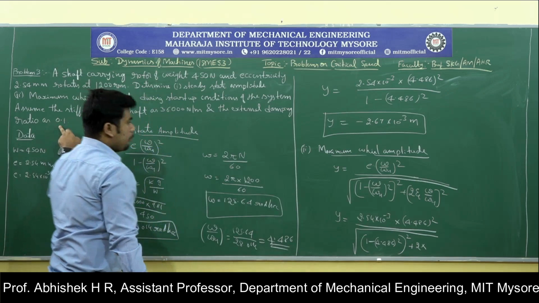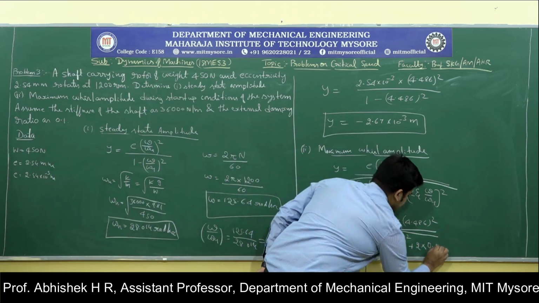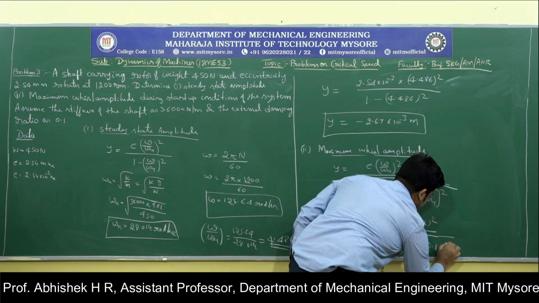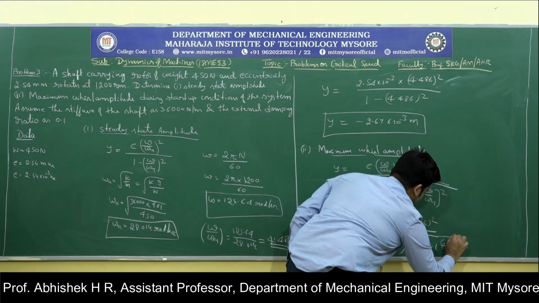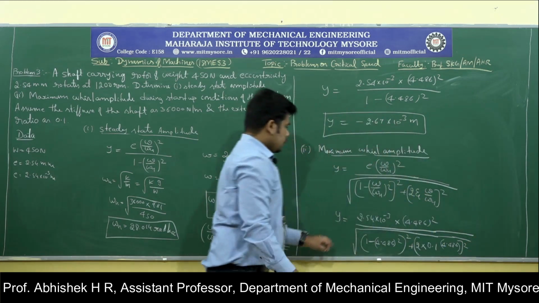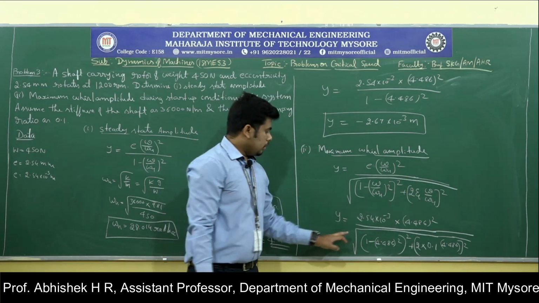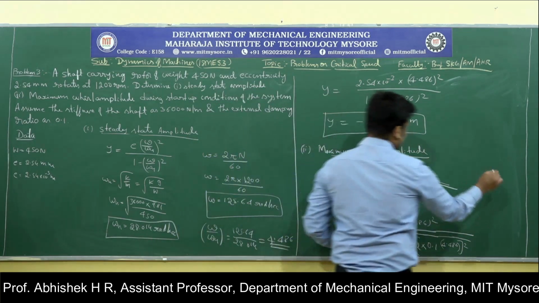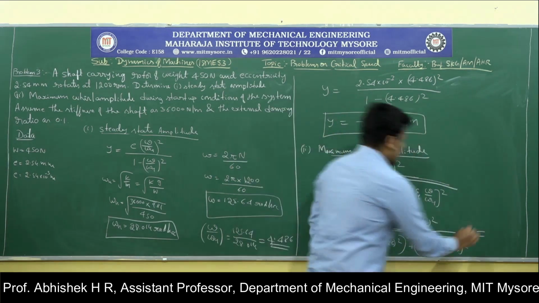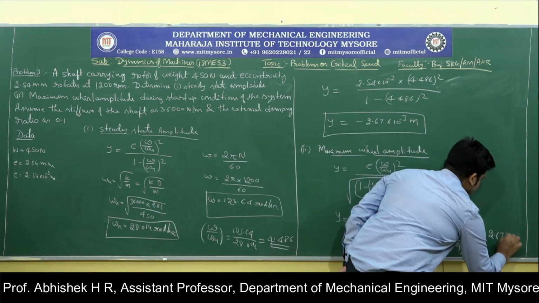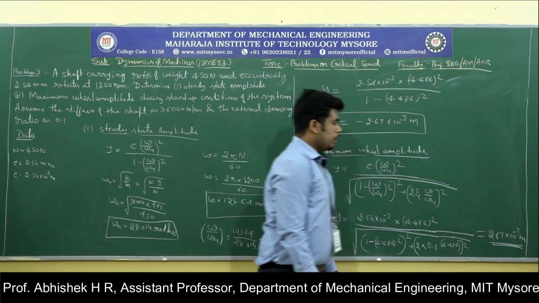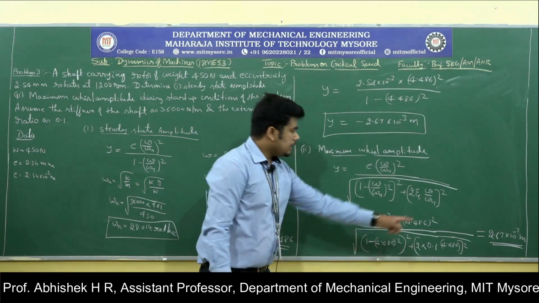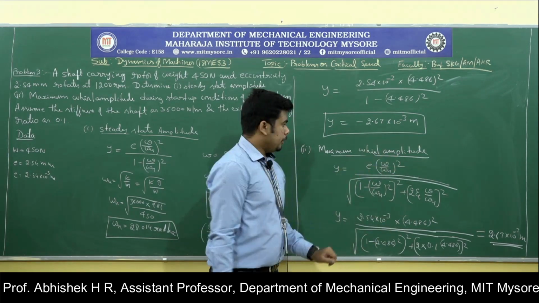Zeta is the damping ratio, 0.1, into 4.486 whole square. So if you do the calculation and simplify this, we'll get y is equal to 2.67 into 10 to the power of minus 3 meter. So this is for the maximum whirl amplitude.